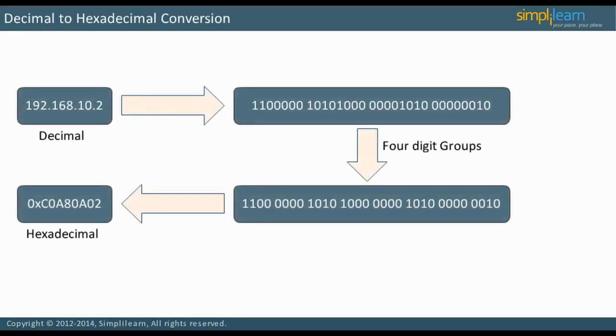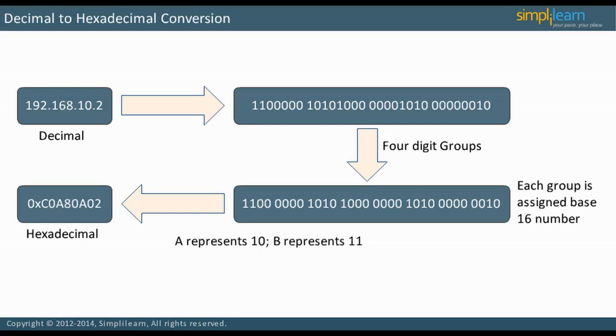The dotted address 192.168.10.2 is represented in binary form as shown on the slide. To convert this to hexadecimal, create groups of 4 digits. Each of the groups is assigned a base 16 number, 1 through 9. A represents 10, B represents 11, C represents 12, D represents 13, E represents 14, and F represents 15.